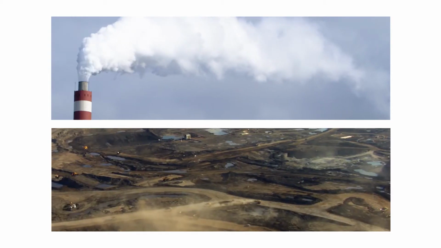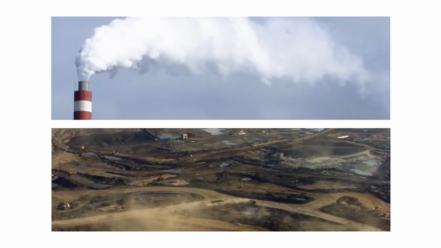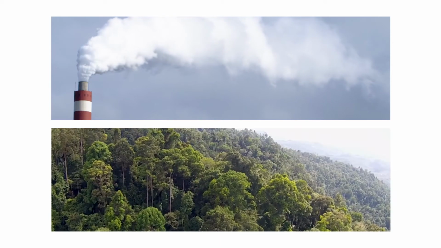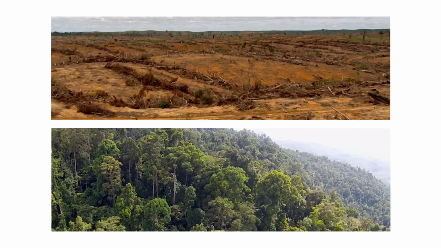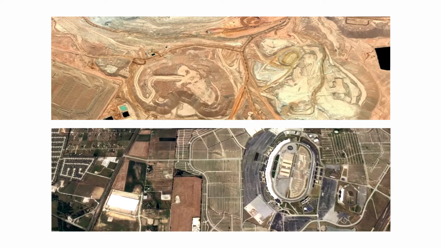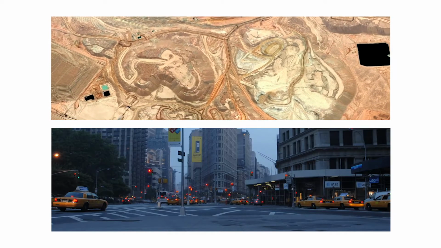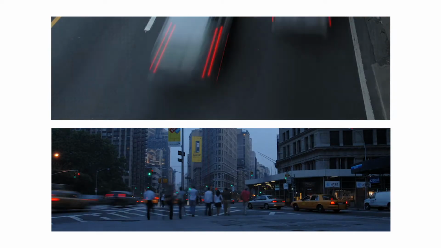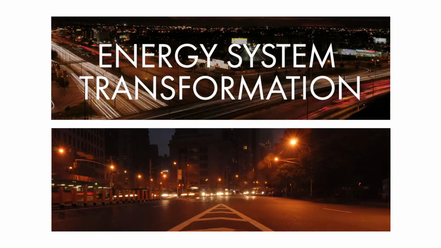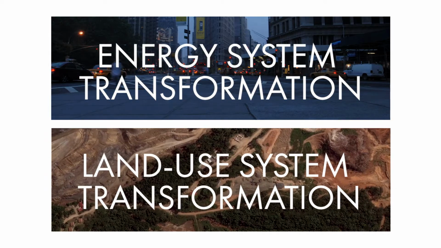Remember that most of CO2 emissions come from burning coal, oil, and gas, and another important part comes from deforestation and other land use change. To achieve deep decarbonization, we have to approach both the energy system transformation and the land use system transformation in order to get down to zero.